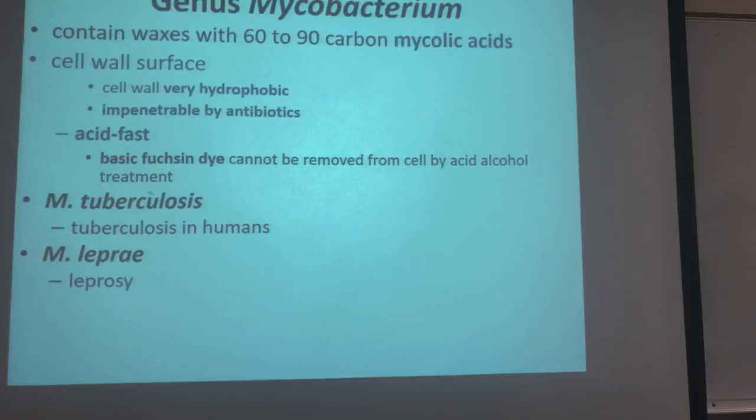Oh, very important that you know that the Mycobacterium contain those mycolic acids in their cell wall. This is the group that's considered acid-fast. These are your acid-fast bacteria. Okay, definitely know that. Also, we should know that Mycobacterium tuberculosis is responsible for tuberculosis, and Mycobacterium leprae is responsible for leprosy. And I think a couple of you are doing that.